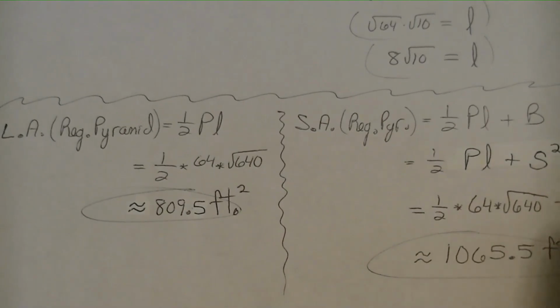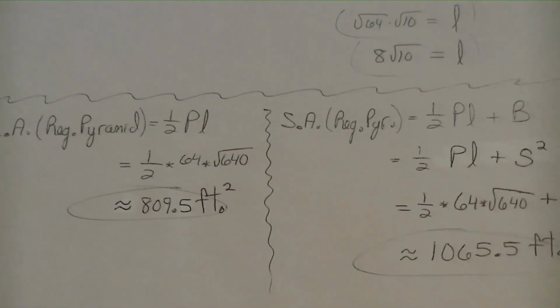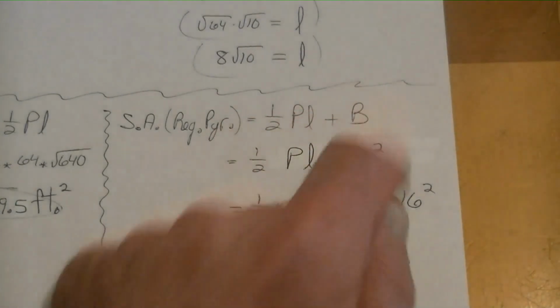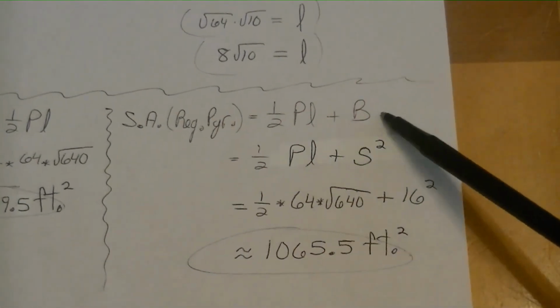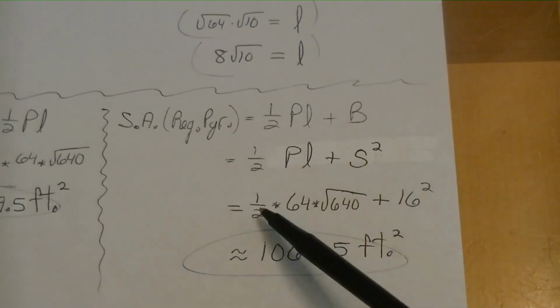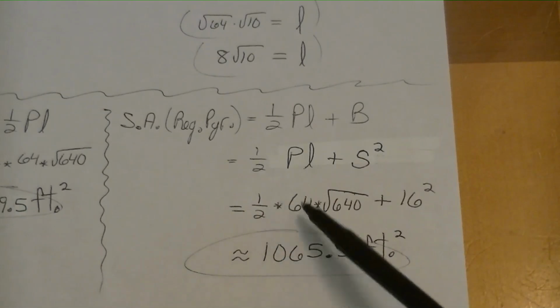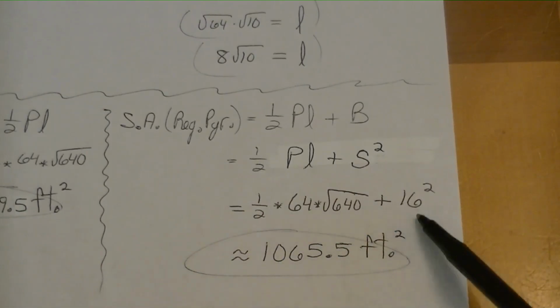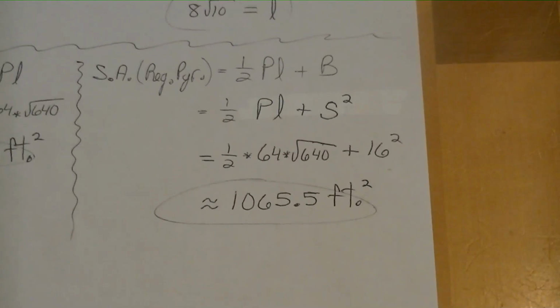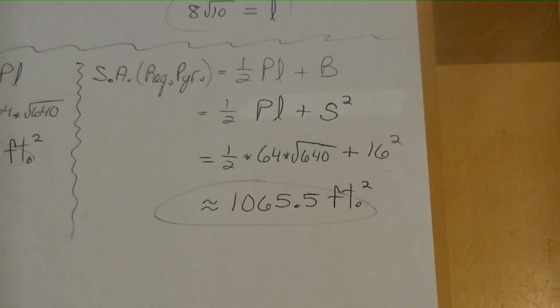All right. How about surface area? 1/2 PL plus the area of the base. In this case, the base is a square, so side squared is the formula we're going to use. So this is the same work we did before, 1/2 PL, but I'm just adding the square, 16 squared. So you put that in your calculator, 1065.5 feet squared. Here's number 2.